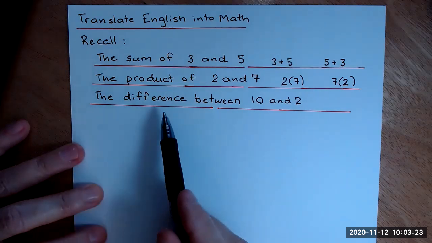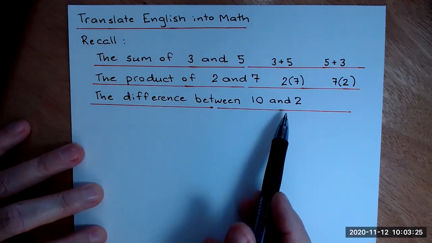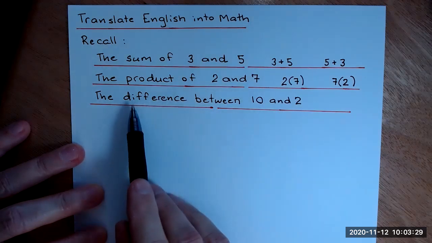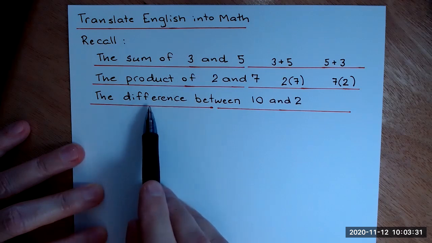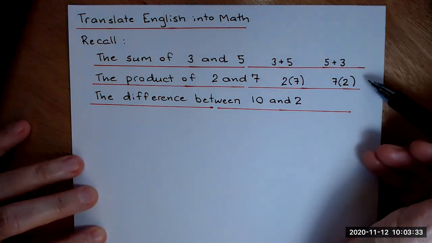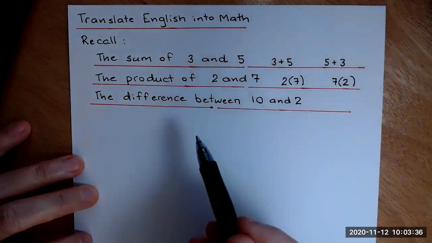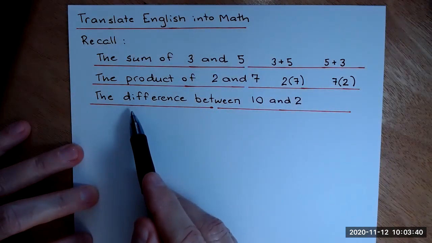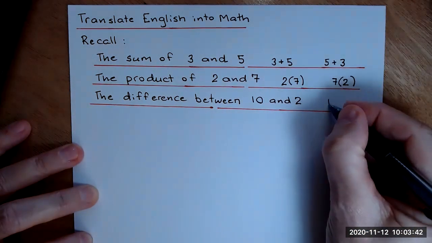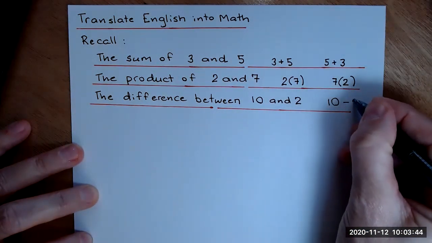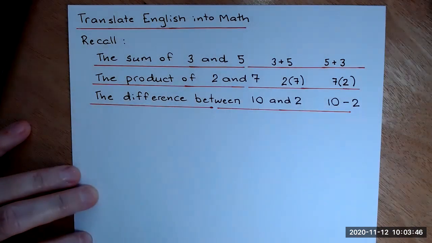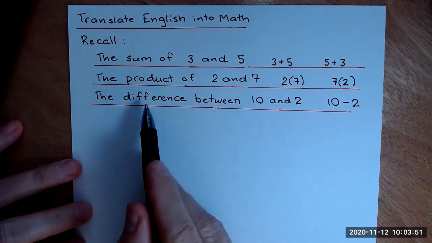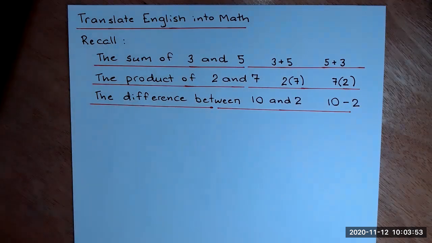All right, what about the difference between 10 and 2? So the difference is the result of a subtraction. And unlike addition and multiplication, the order is important. So the difference between 10 and 2 is 10 minus 2. And let's review some of the other ways that we can write the subtraction.